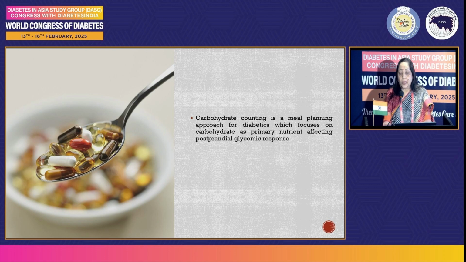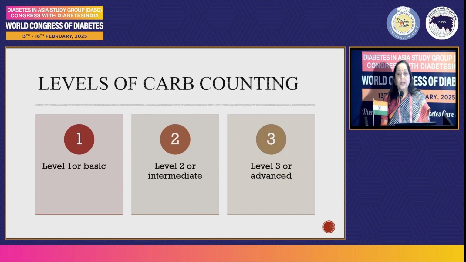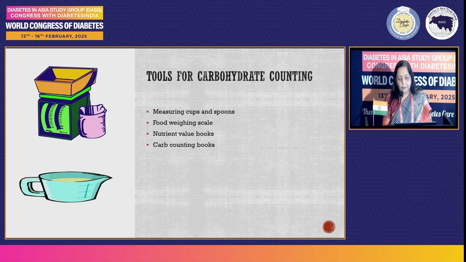Carbohydrate counting is a meal planning approach for diabetics which focuses on carbohydrate as the primary nutrient that affects postprandial glucose. There are three types of carbohydrate counting. First is level 1, the basic and traditional carb counting. Second is level 2. And the third we will discuss is advanced carbohydrate counting.